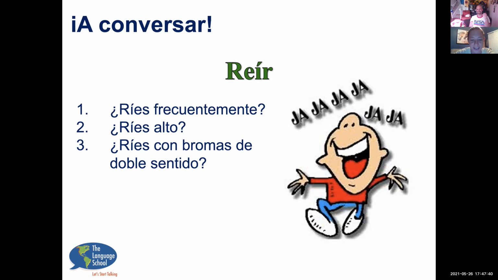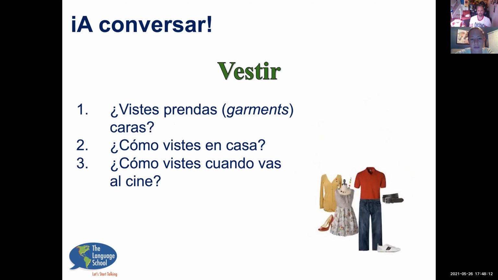Sí, río alto. ¿Ríes con bromas de doble sentido? ¿Qué significa? Like, do you laugh from jokes of double meaning or something? Yep. Exacto. Sí, río con bromas de doble sentido. Muy bien. Vestir, to dress or to wear.